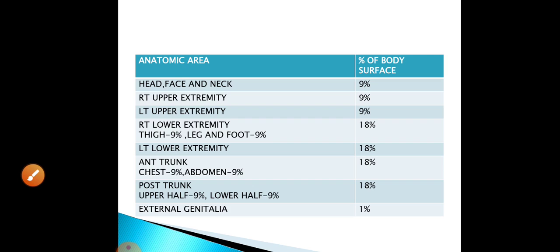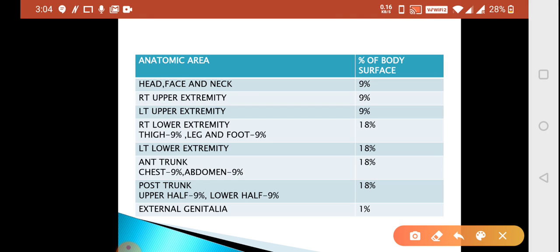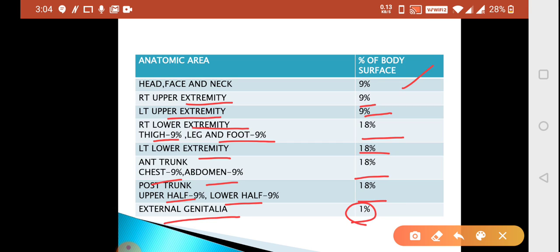So according to the rule of 9, if head, face and neck is involved, the percentage of the body surface area will be 9%. If right upper extremity is involved, 9%. Left upper extremity is involved, 9%. Right lower extremity is involved, meaning thigh, leg and foot, 18%. Left lower extremity, again left thigh, leg and foot, 18%. Anterior trunk, that is your chest and abdomen, 18%. Posterior trunk, upper half and lower half, 18%. And external genitalia, it's 1%.